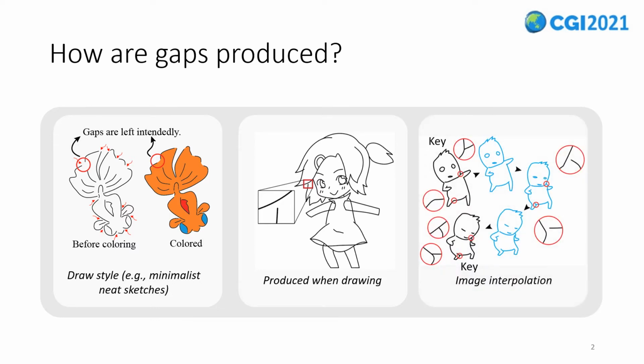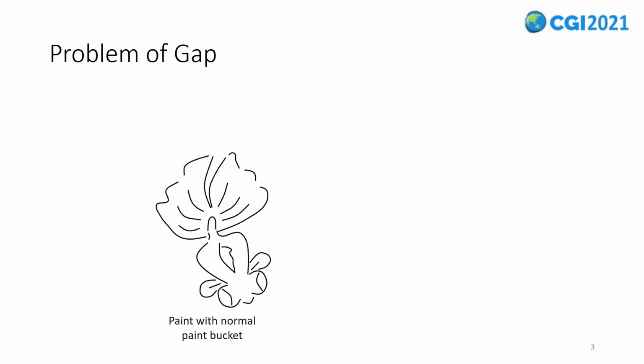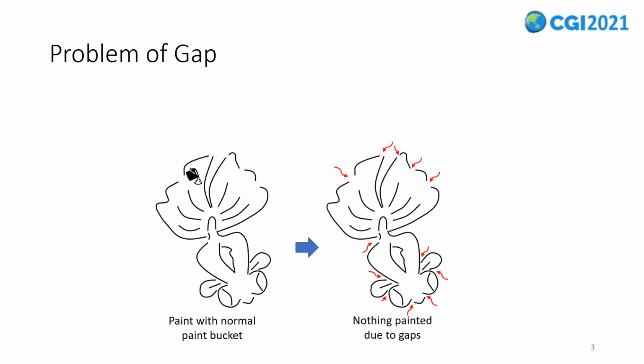Besides, there are other scenarios such as image interpolation based on keyframes. We can see gaps in intermediate frames. When we want to color a drawing with gaps, regions cannot be colored using flat fill because color leaks through gaps. Hence, the major problem is that regions cannot be colored.